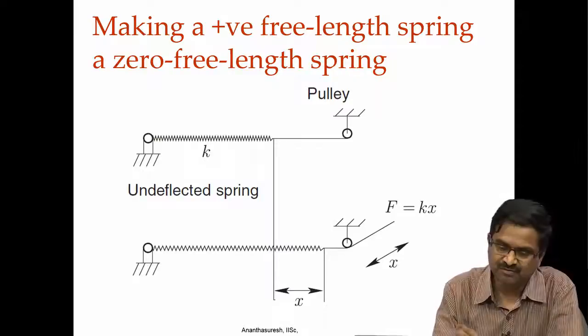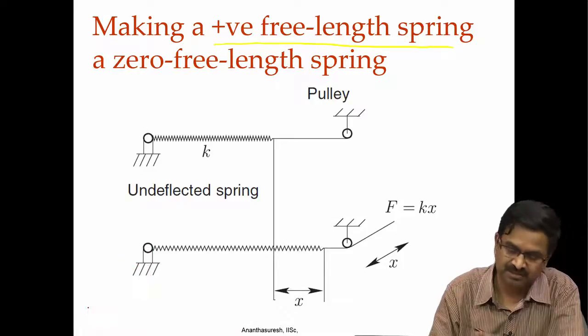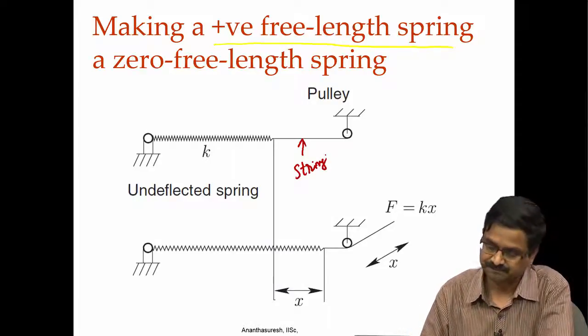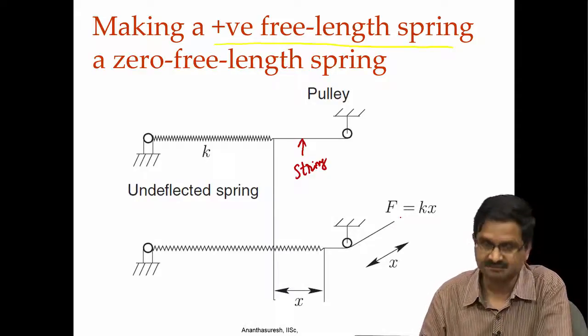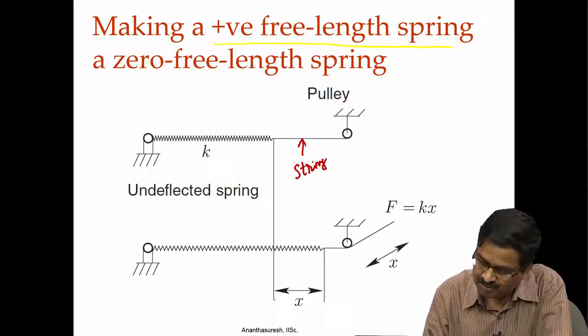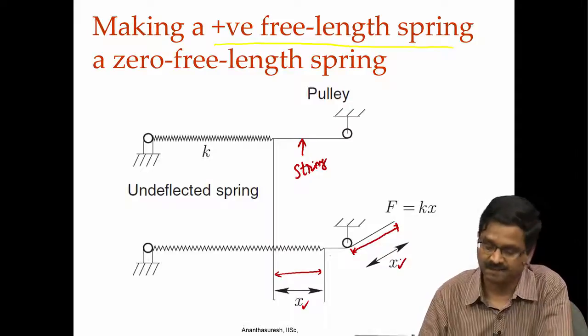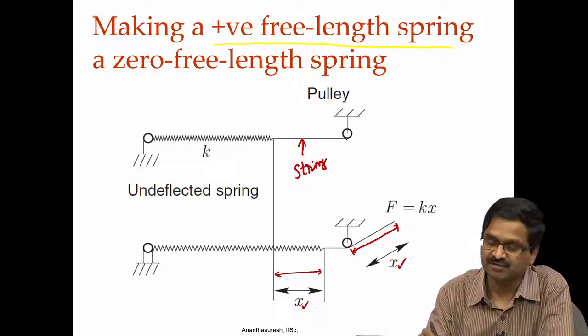You have a positive free length spring, and you take that positive free length spring, attach a string, an inextensible string, presumably inextensible, you attach that and then you take it like this. Now, you position the pulley in such a way that this length is what you want here. That is what is shown, this x is x here. That means that when you bring it back here, the spring will not exert any force.